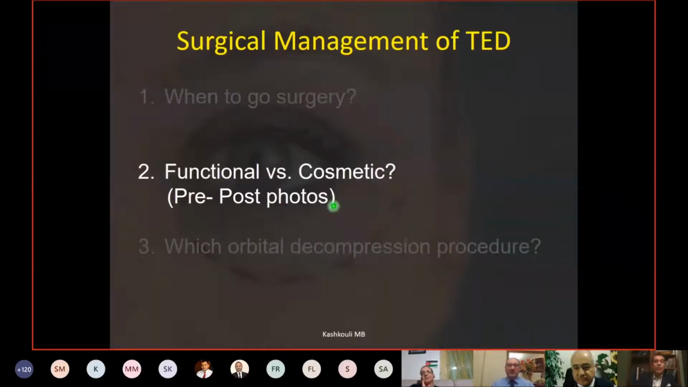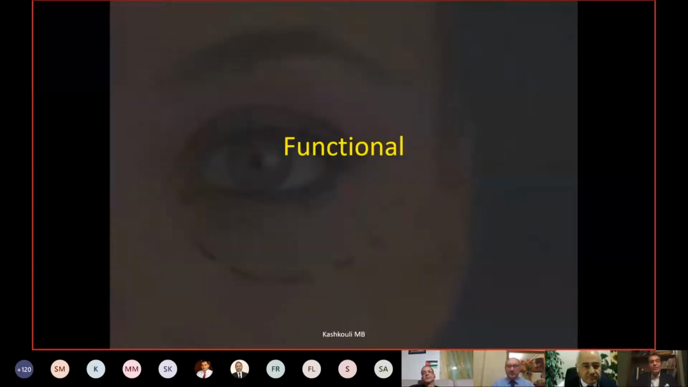How about the second topic? About functional and cosmetic, what procedures to go with. For the functional, when you have optic neuropathy, lid retraction, strabismus, everything, we go through all these procedures, but at the end, most of these functional cases do not achieve a very good cosmetic result. This should be mentioned prior to any surgery.